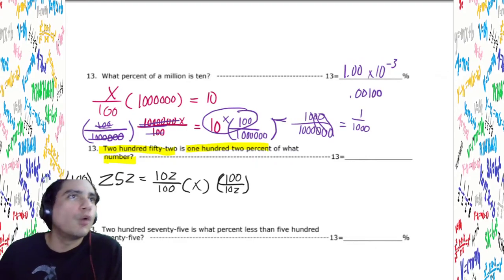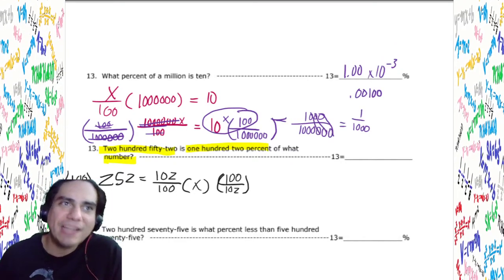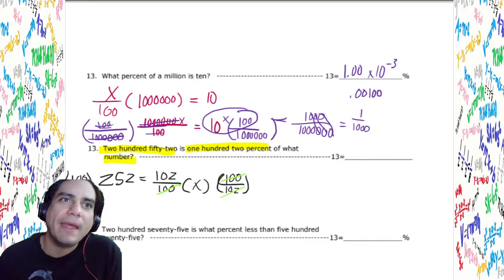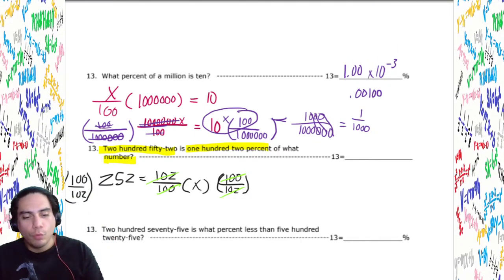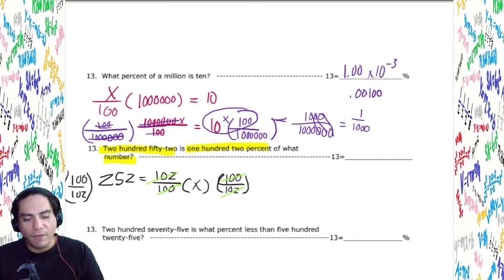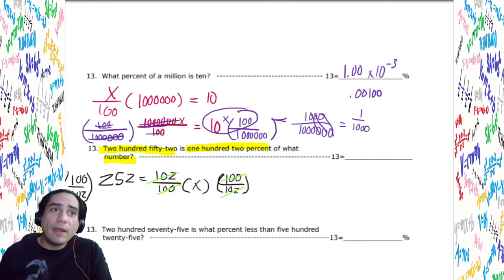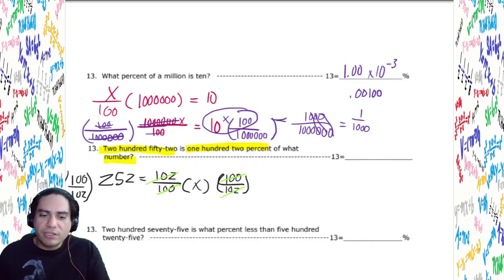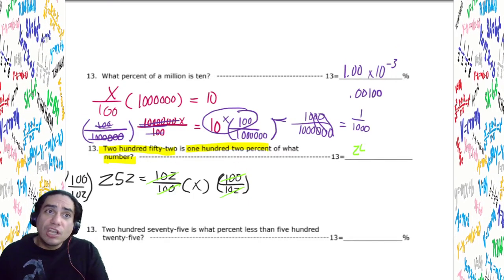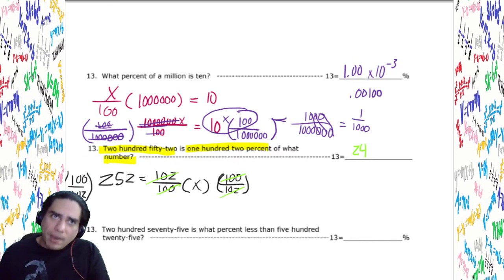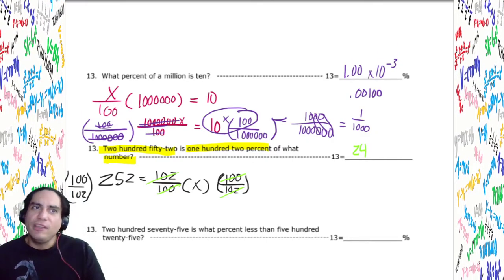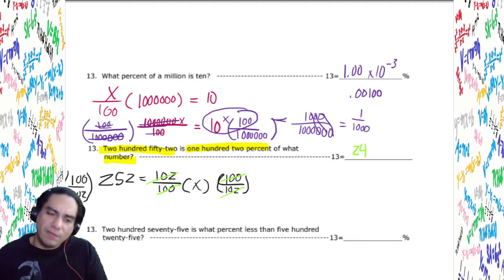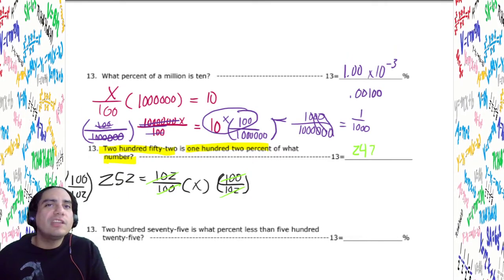We ain't going to be doing no random math here, no magic math, no random trick math. We're going to be doing the real work. And so what we got to do is 252 times 100 divided by 102. Now, of course, you don't have to do that all the time. Some of y'all might have just changed 102% into a decimal, 1.02. And you could have just taken 252 and divided by 1.02 if you wanted to.